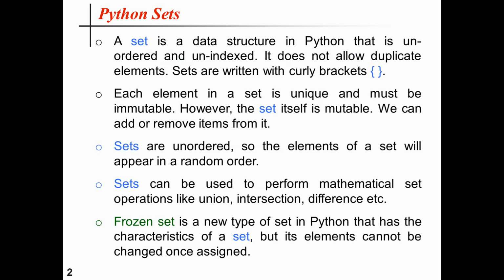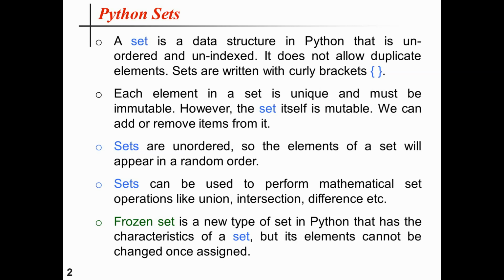In Python, a set is basically a data structure that is unordered and unindexed. It doesn't allow duplicate elements, and they are written within curly brackets. Each element or item in a set is unique and must be immutable. However, the set itself is mutable. That means it can be modified. We can easily add or remove items from it.